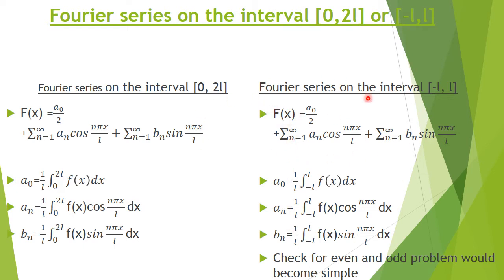Now, similarly, Fourier series on the interval minus L to L. For minus L to L also, you will write f of x equal to a0 by 2 plus sigma n equal to 1 to infinity an cos n pi x by L plus sigma n equal to 1 to infinity bn sin n pi x by L.